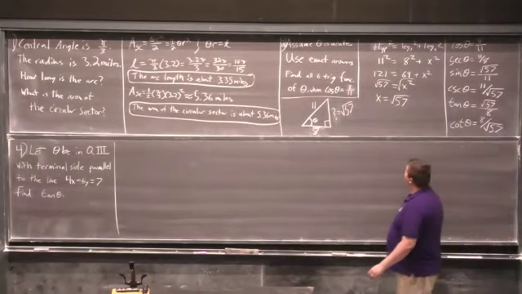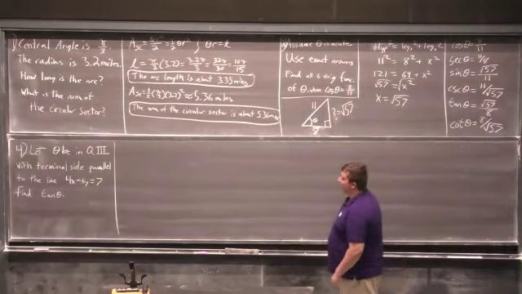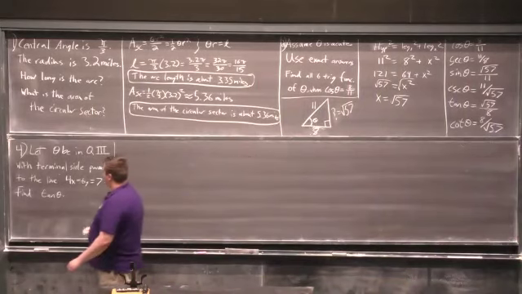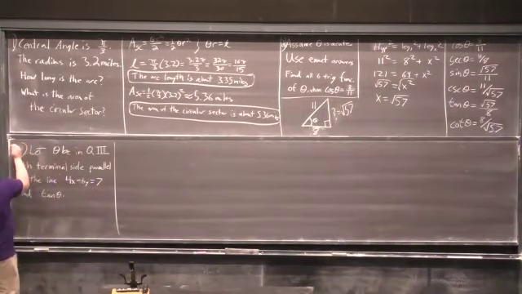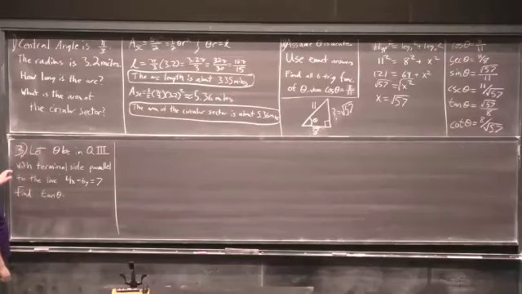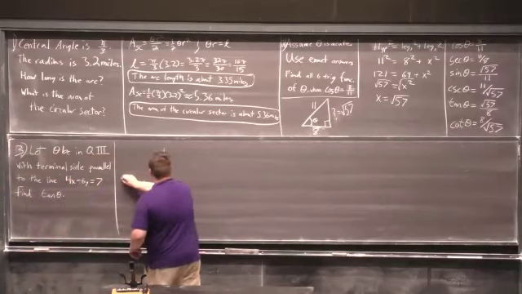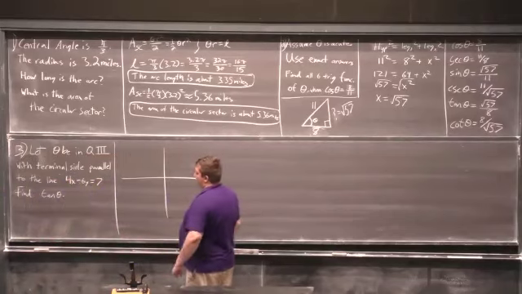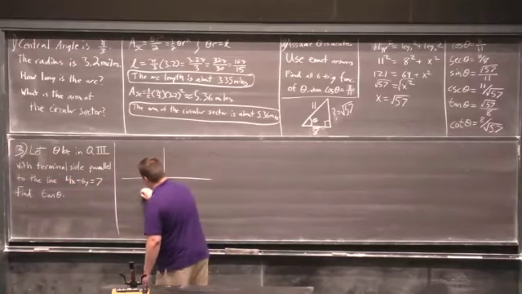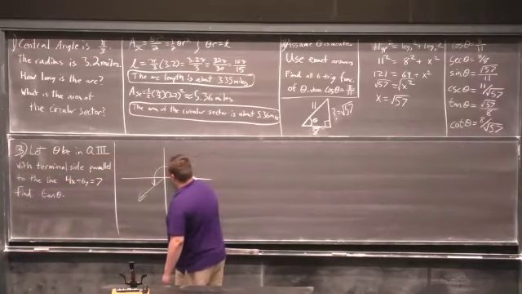And so example number 3. We're going to let theta be in Q3, in other words, quadrant 3, with a terminal side parallel to the line 4x plus 6y equals 7. Find tangent of the same theta. So first, let's draw a picture of where our angle is. Our angle is somewhere over here. So here is our theta.